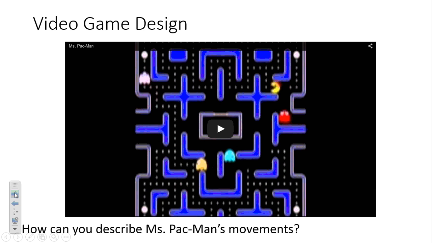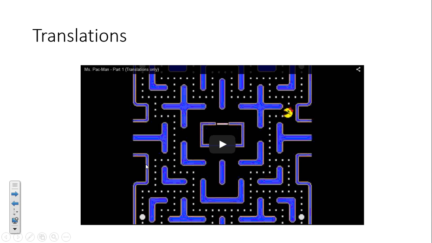So if we look at just left and right and up and down, we're going to look at this particular video, and this is just translations. Left, right, up, and down is a translation. And let's see if we're right. Is she only moving left, right, up, and down? Now, they're going to take away the mouth. The mouth is not going to be opening and closing, but she's going to follow that same path with just translations. And there are no ghosts in this. So here it goes.